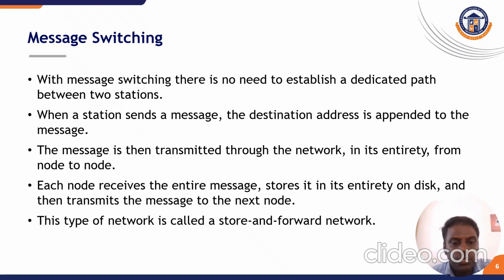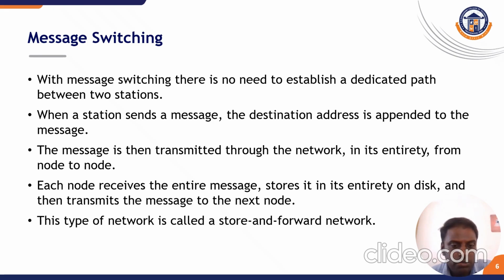So next we are going to discuss message switching. With message switching, there is no need to establish a dedicated path between the two stations. It is the opposite of circuit switching. When the station sends a message, the destination address is appended to the message. The message is just transmitted into the network, and it is passed entirely from node to node. Each node receives the entire message, stores it entirely on disk, and then transfers the message to the next node. This type of network is called a store and forward network.